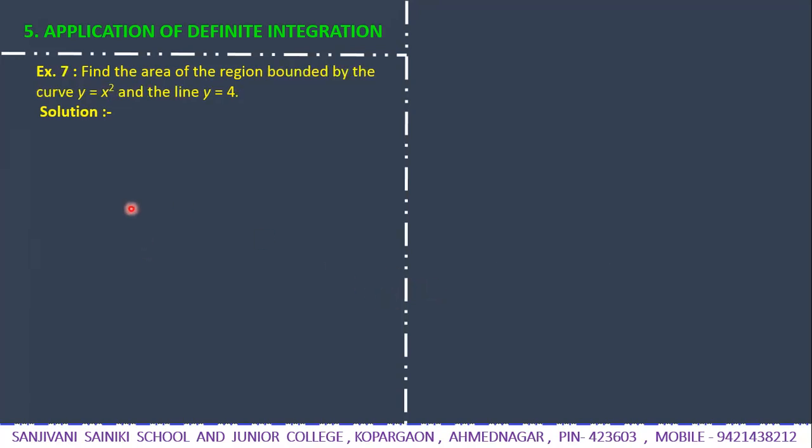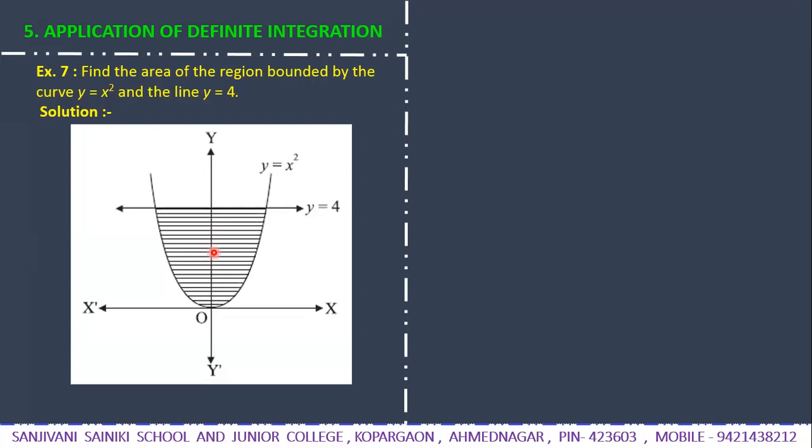Now the next one is: find the area of the region bounded by the curve y is equal to x square and the line y is equal to 4. So this is the parabola y is equal to x square and the line y is equal to 4. So this is the area we want to find out. Now the limits of y are given and the area is bounded by the y-axis, so we will use the second formula. Also this area is symmetric about the y-axis, so we can use that symmetric property.